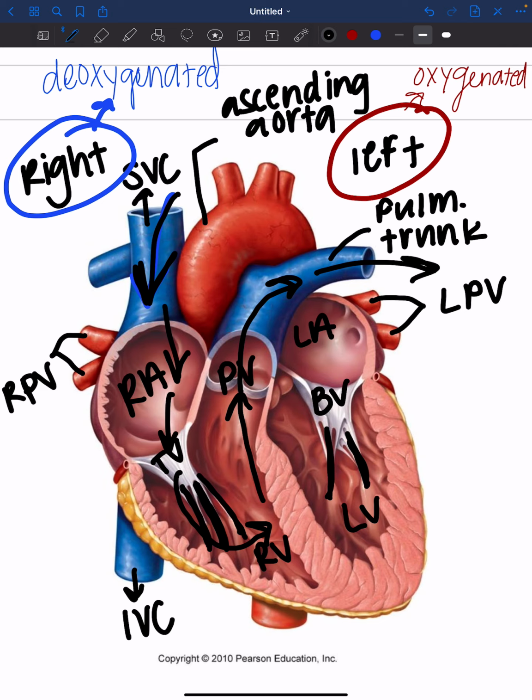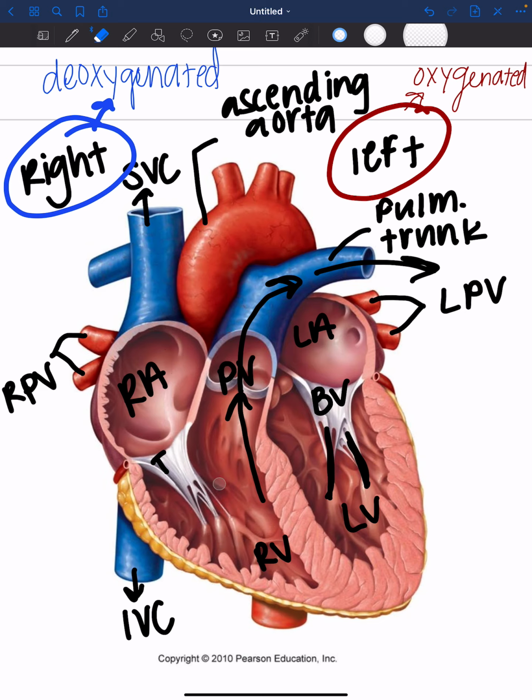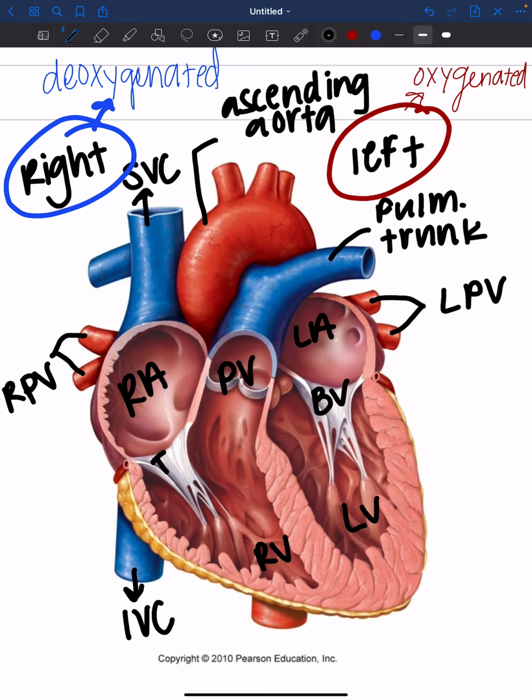The left side of the heart. All right, so the left side of the heart is the oxygenated side. It's that systemic circuit. And I'm just going to erase these arrows to better understand it and see it. So on the left side, blood is coming through the pulmonary veins, okay? So it's coming in through here.